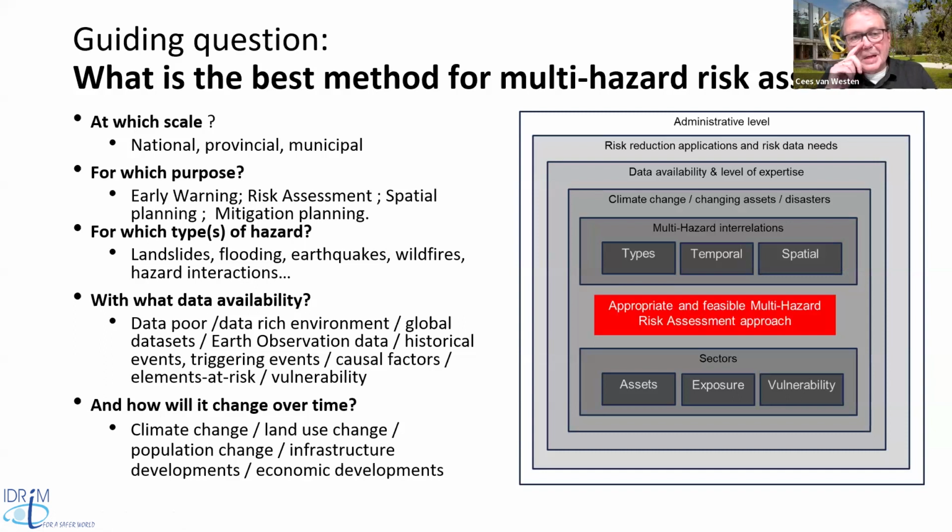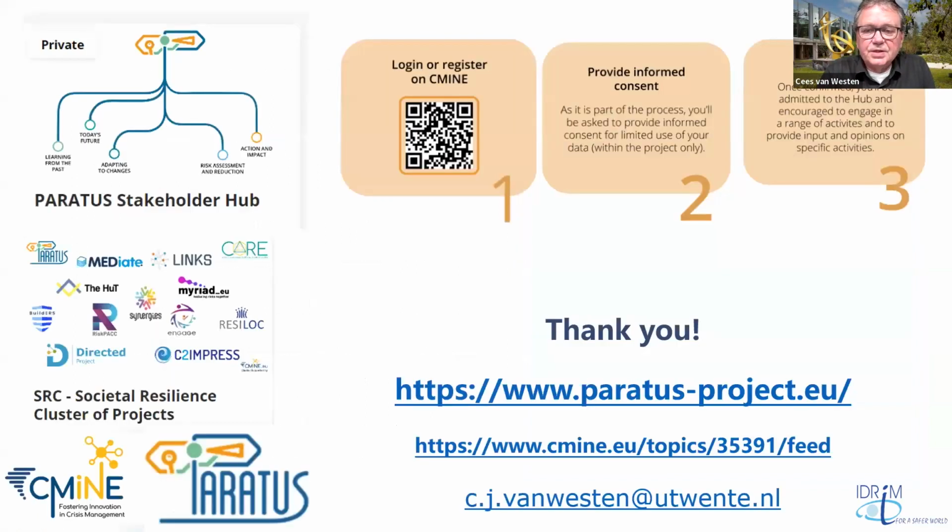One of the guiding questions here is, which method is best for multi-hazard risk assessment? And so we want to guide, say, end users that work at different scales, at national or lower scales, for different purposes and different types of hazards, also with different data availabilities, and also changes over time, to suggest what methods, what approaches would be best in which situations.